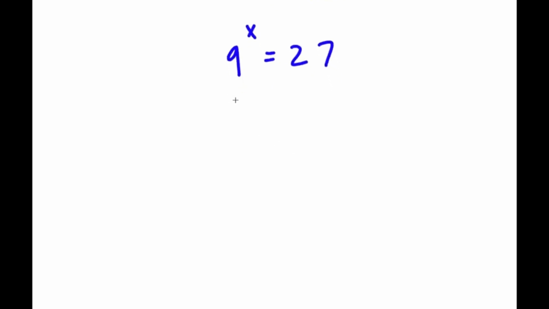Alright, so I'm assuming you guys paused the video and tried to solve the problem. So we have 9 to the power of x equals 27, and 9 is the same thing as 3 squared.